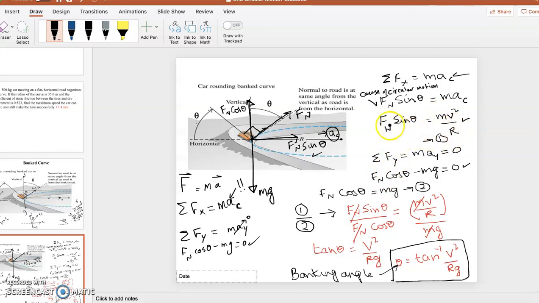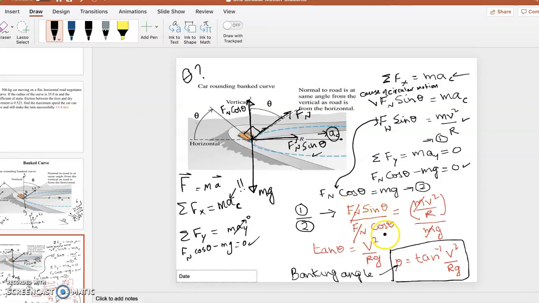How to solve these two equations? This one and this one, let's say. Okay, these two equations. We can simply divide them over each other. Why can we divide them? If we divide them, we can cancel the Fn. All right. Again, what are we looking for? We are looking for the banking angle. Okay. So if we divide them, we can cancel the normal force, which is okay.